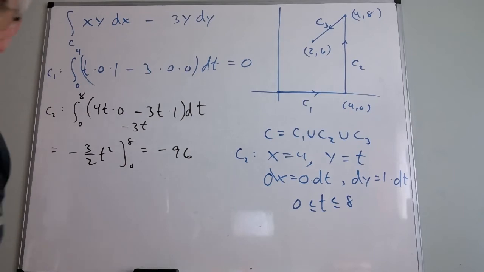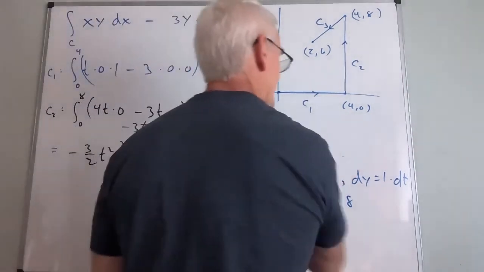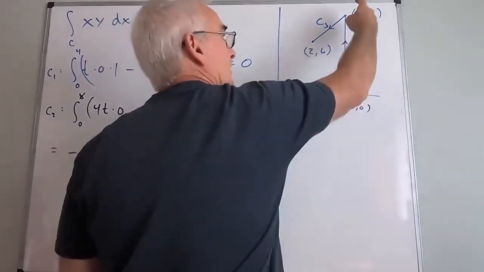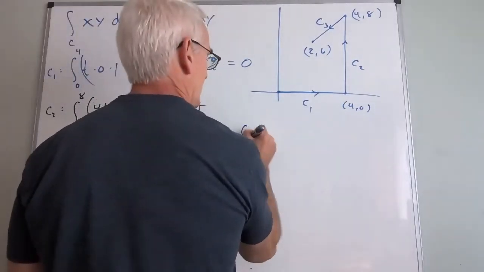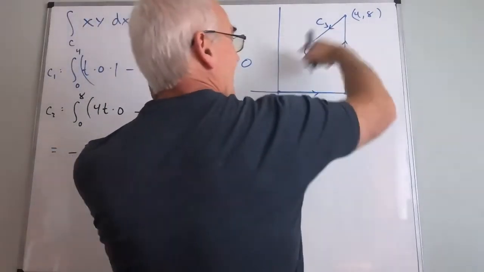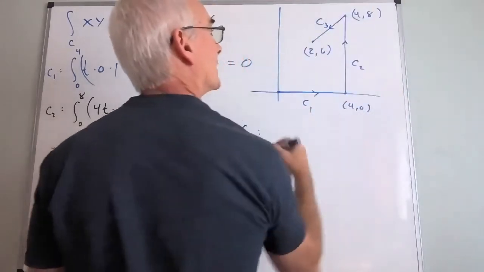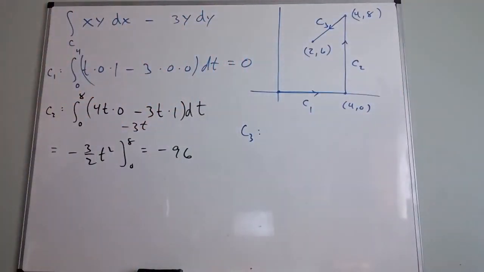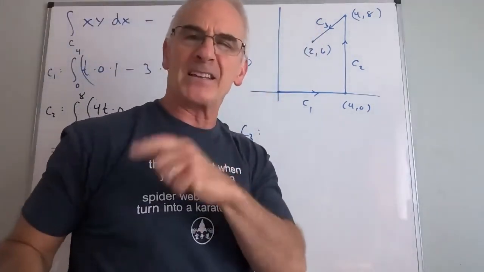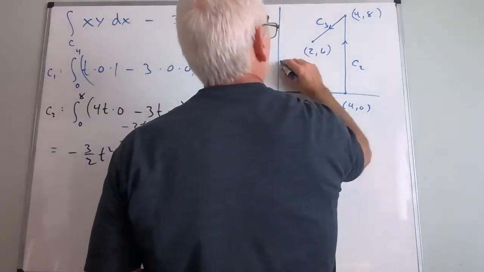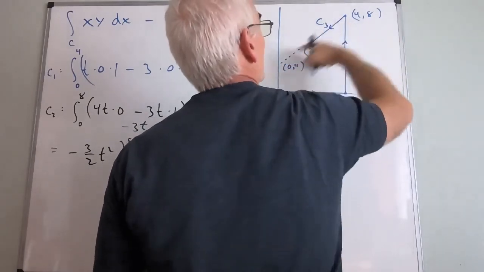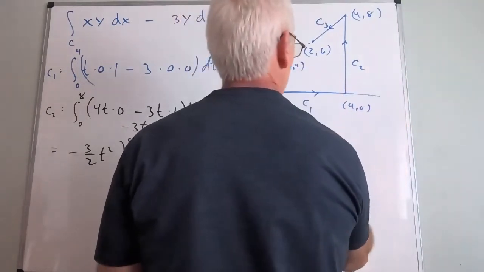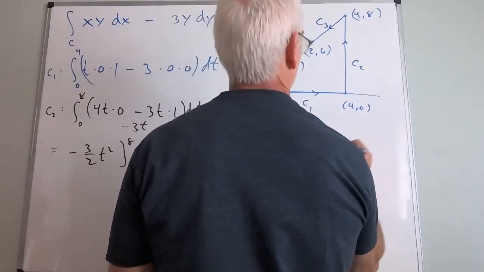Now C3 is going to be the trickiest one, not because of the shape, but because it feels like I'm going sort of backward. So when I set up my path for C3, well, that has a slope of 1, clearly. Let's figure out the equation of this line. If this line kept going, I think it would intersect at (0, 4). So the line is y equals x plus 4, I believe.